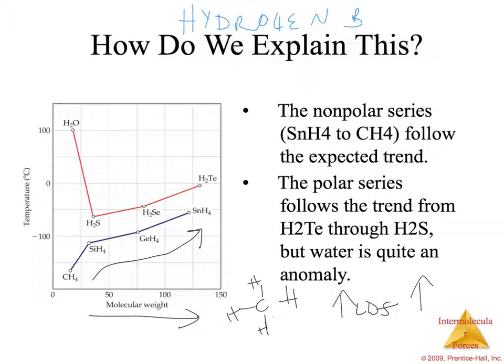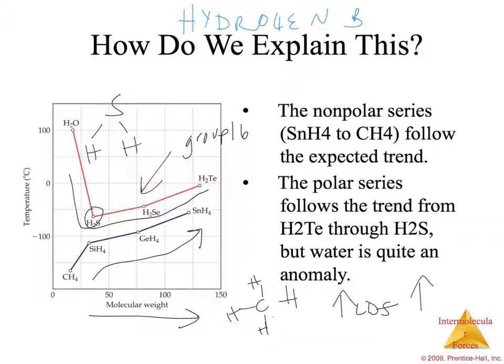Here, these are polar molecules in the red line. This is group 16. If you start here, this is sulfur with 2 hydrogens and 2 lone pairs. They're all going to have the same structure. This will have a larger molecular weight because tellurium is bigger than sulfur. This one's in the middle. So these 3 follow a trend.